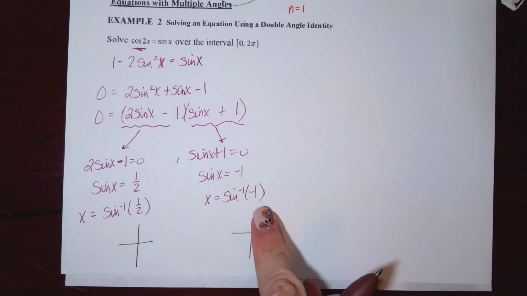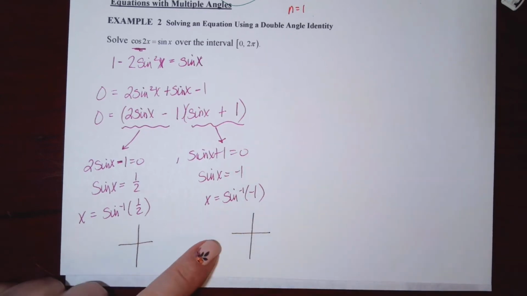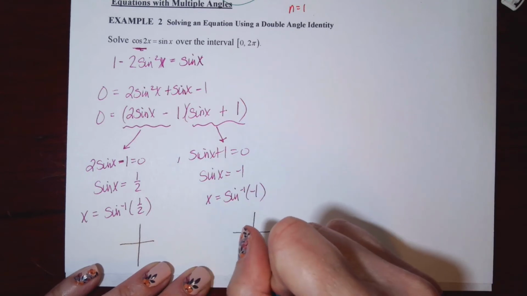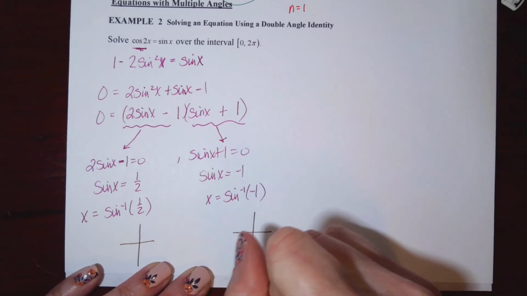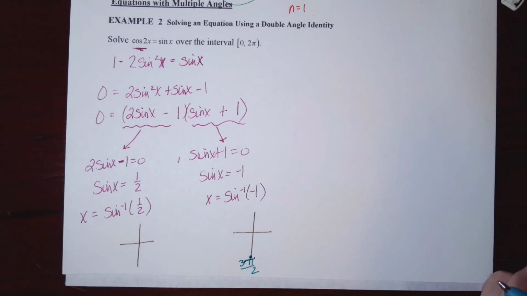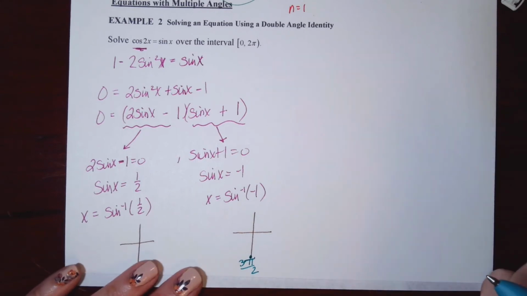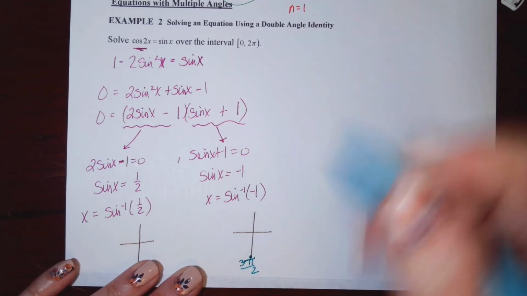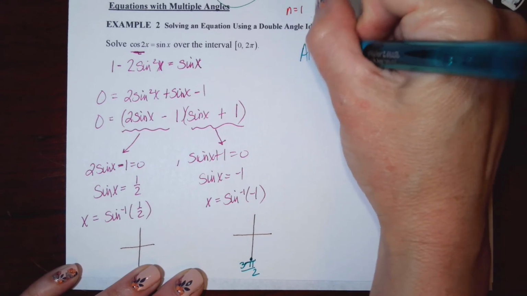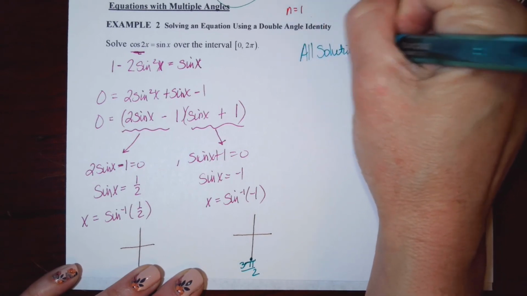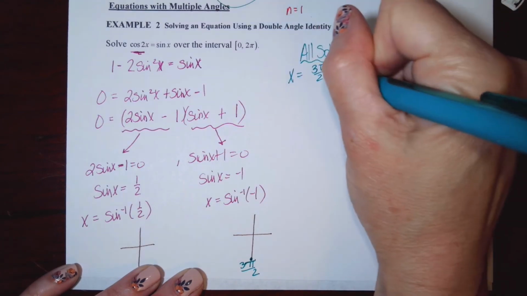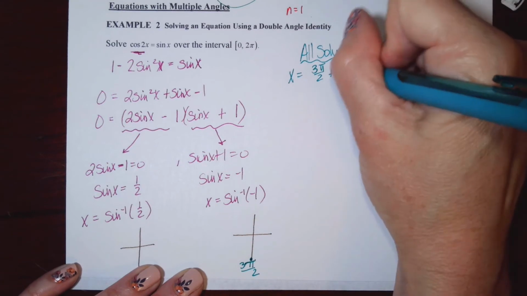I automatically gravitate to this one because that's a quadrantal angle. That's going to be a special case. So sine is negative 1 right here at 3 pi halves. And that's the only place on my circle that sine is a negative 1. So that is the only location there. So for all solutions, if I'm starting my all solutions statement, I've got x equals 3 pi halves, and then I've got to go a full rotation to get back there. So plus 2 pi n.